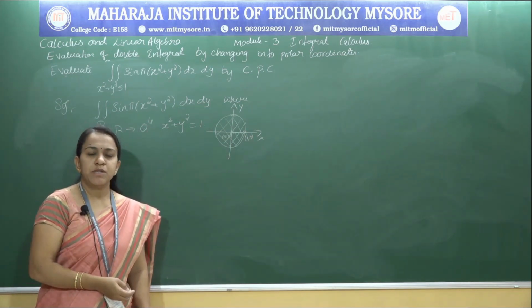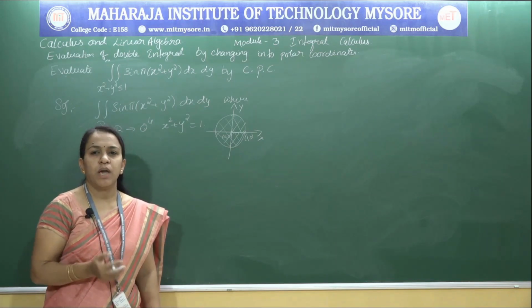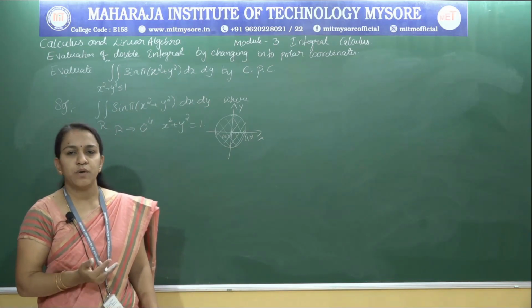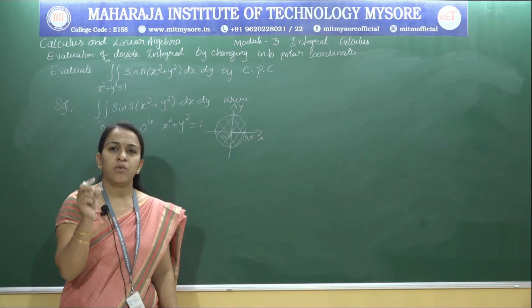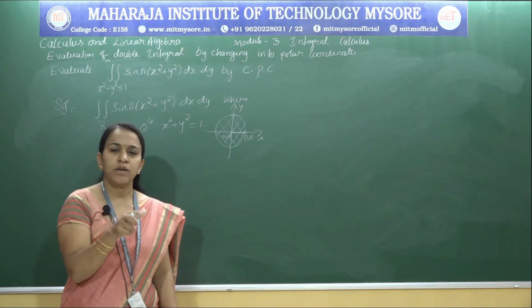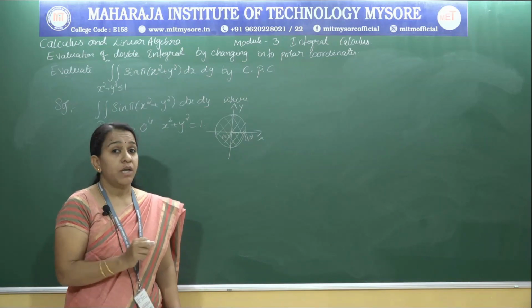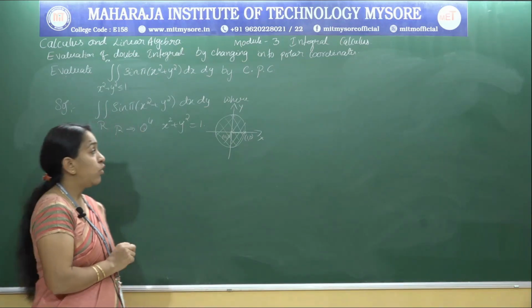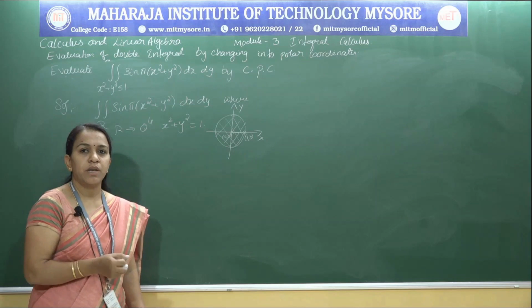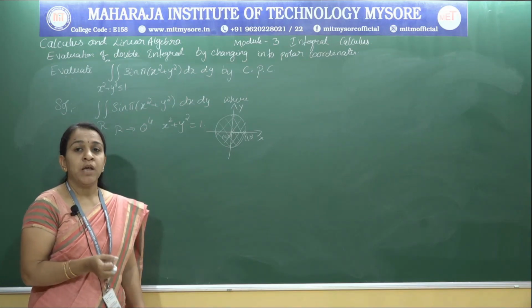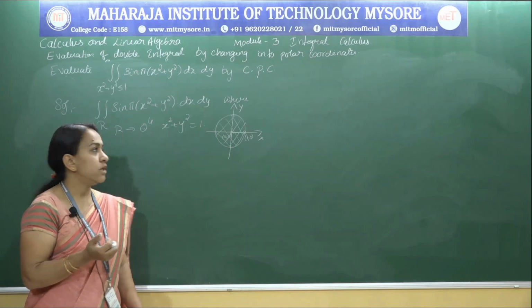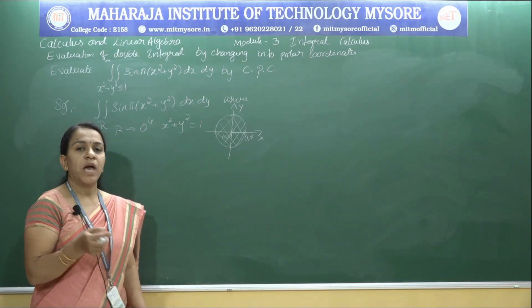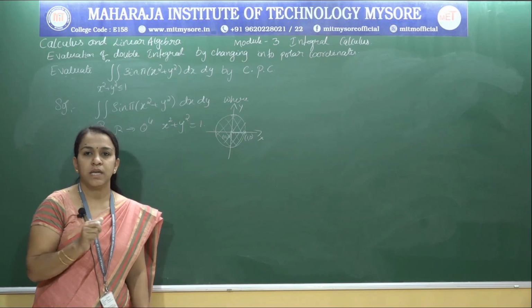In the previous problems, we had x limit as 0 to a and y limit as 0 to root of a square minus x square and so on. So in that we specify whether we have to evaluate in the first quadrant or in the first two quadrants. But here we don't have a limit of x and y separately. We are supposed to evaluate over the given region, and that region is a circle. So we have to evaluate over the whole circle.